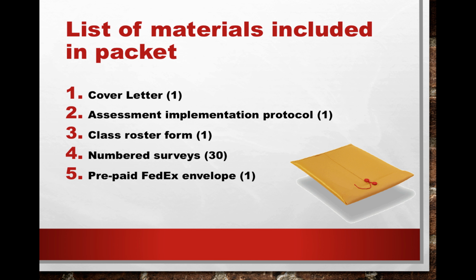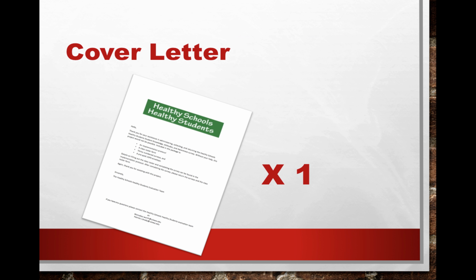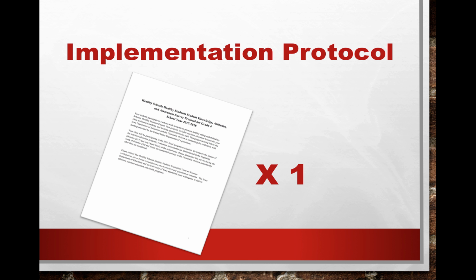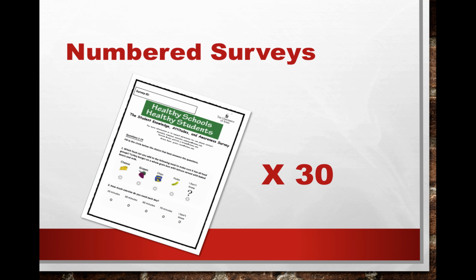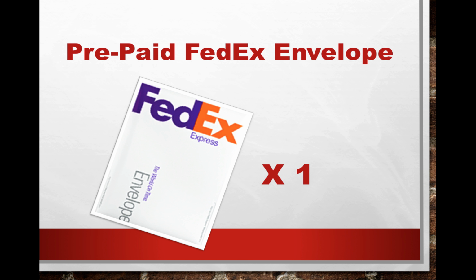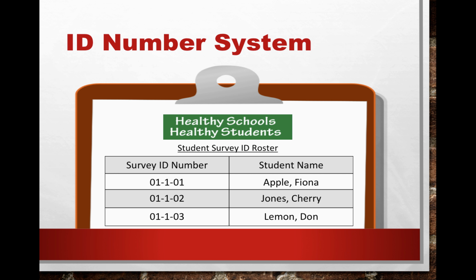Included in your packet should be the following materials: a cover letter, one implementation protocol, a class roster form, 30 numbered surveys, one prepaid FedEx envelope. If you are missing any of these components, please contact the HSHS evaluation team, whose contact information will be listed at the end of the presentation.